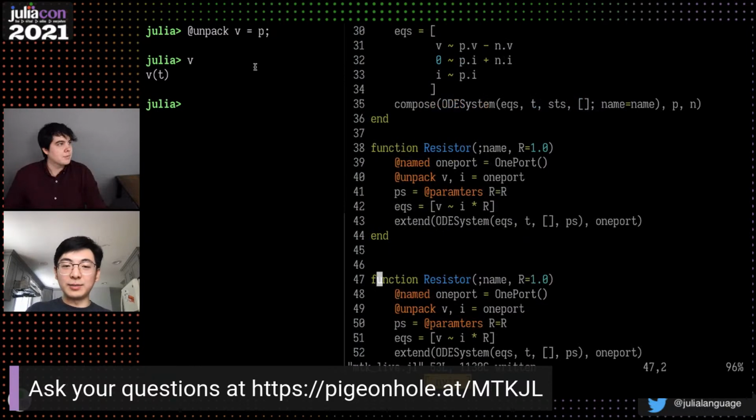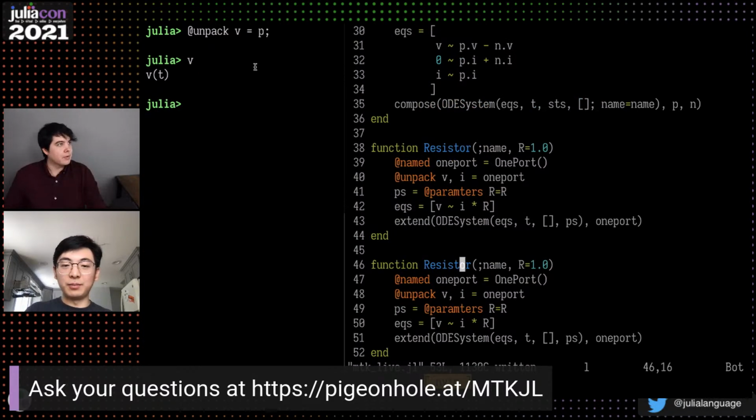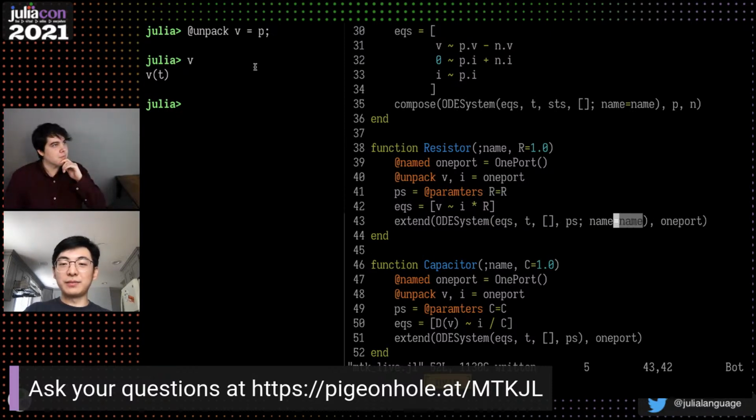And then the capacitor basically follows the same logic. Yeah, and just to mention it again to emphasize, right? The extend means that you inherit all the variables that the other ODE system had, but add this equation to it, versus treating things compositionally. Yeah. So this is the capacitor equation, right? Now we basically finish. Oh, oops! I forgot to specify the name.